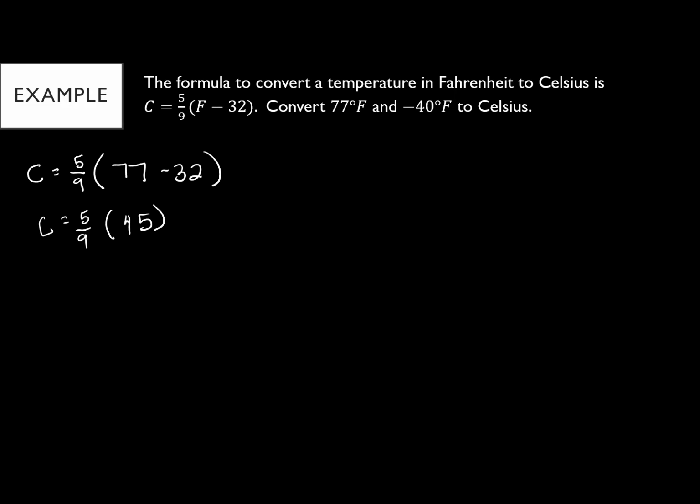So I've got 5/9 times 45, and I'm going to rewrite 45 as a fraction over 1 so that I can do some reducing here. Because I know that 45 and 9, I can divide those both by 9.